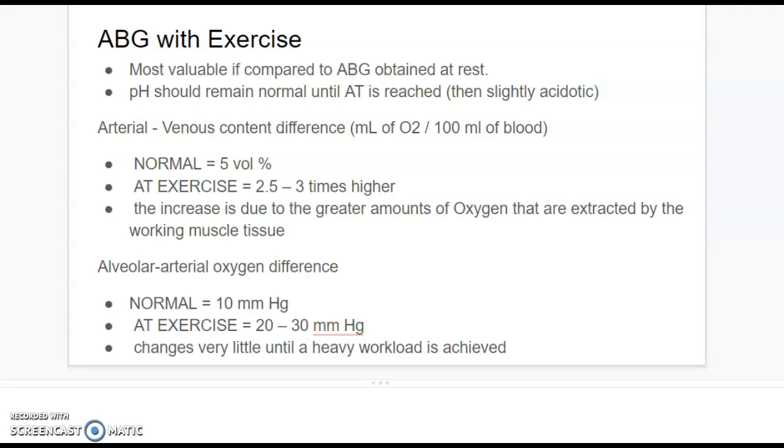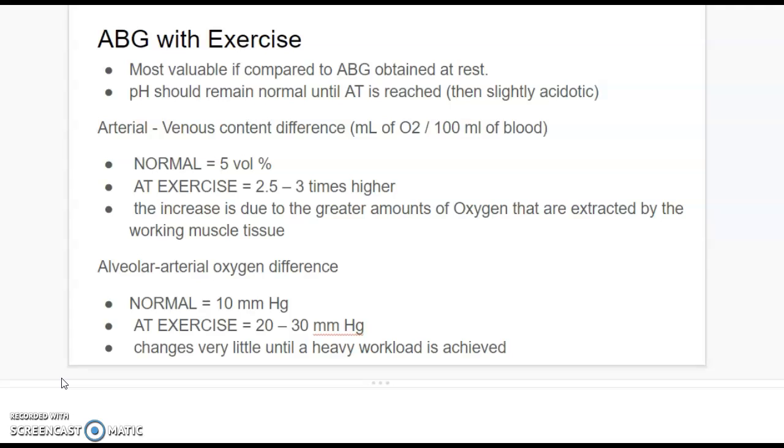ABG with exercise is most valuable if it's compared to an ABG at rest. Kind of obvious. Our pH should remain normal until anaerobic threshold is reached, and then it might become slightly acidotic. We covered this in our last video.